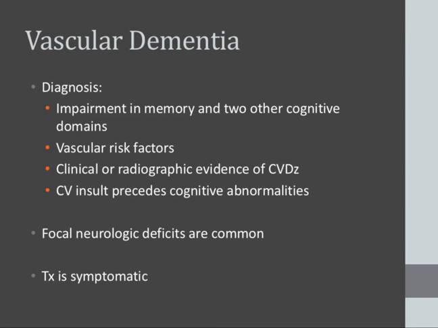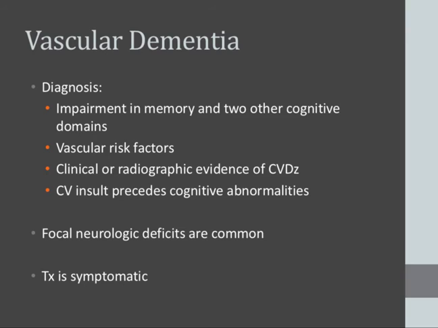The other main criteria are going to be vascular risk factors, so things like hypertension, coronary disease, diabetes, and also specific evidence of cerebrovascular disease, clinical or radiologic evidence of TIA or stroke. The cerebrovascular insult should precede or coincide with the onset or worsening of cognitive abnormalities. And to call it a true vascular dementia, we don't want that insult to be older than 3 months. So within the last 3 months, the patient has some kind of event, a TIA or stroke that leads to cerebral ischemia, and then develops some cognitive abnormalities.